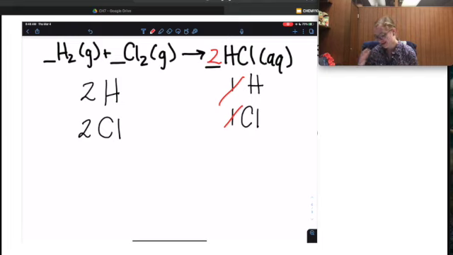So if I increase to having 2 entire copies of the HCl molecule, I have therefore 2 hydrogens and 2 chlorines. I recount up. I see I've got 2 hydrogens, 2 chlorines in the reactants, 2 hydrogens, 2 chlorines in the products. I'm balanced. H2 plus Cl2 yields 2 HCl.